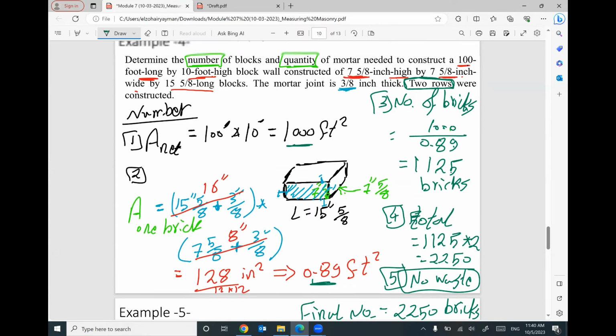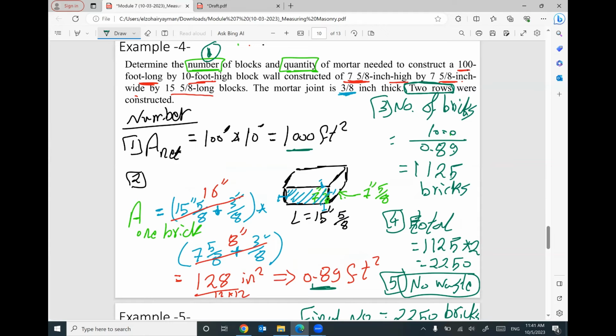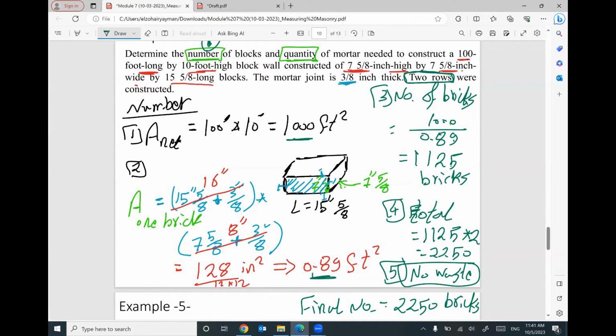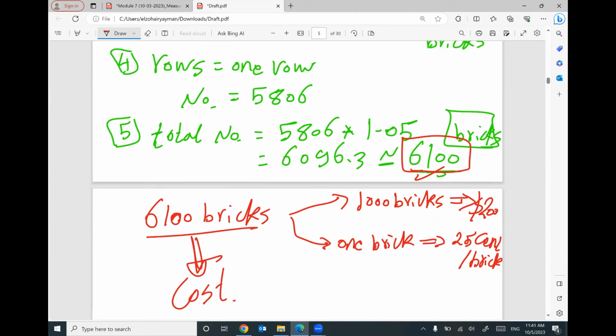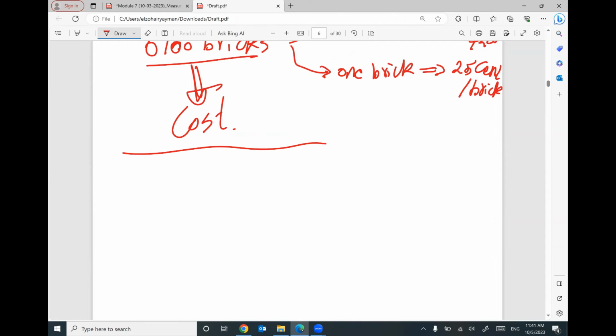This is the first part of the problem. What is the number of blocks? If the waste percentage is not given, it's up to you as estimator. You can assume 5%, 10%, or you don't need to assume. It's up to you. Let's do the second part of the problem. What is the quantity required of mortar?